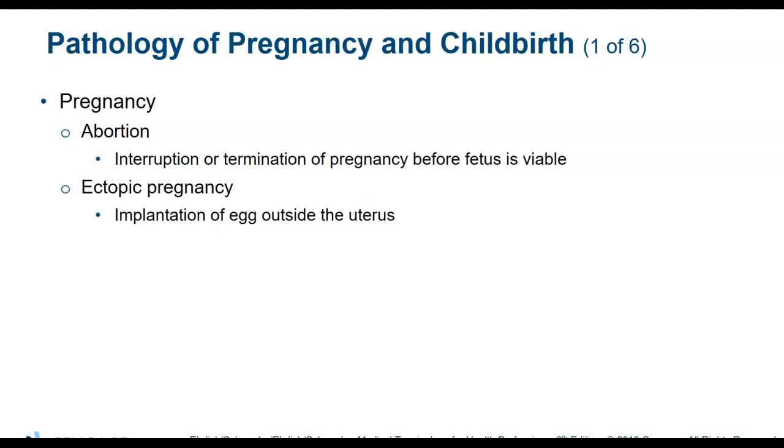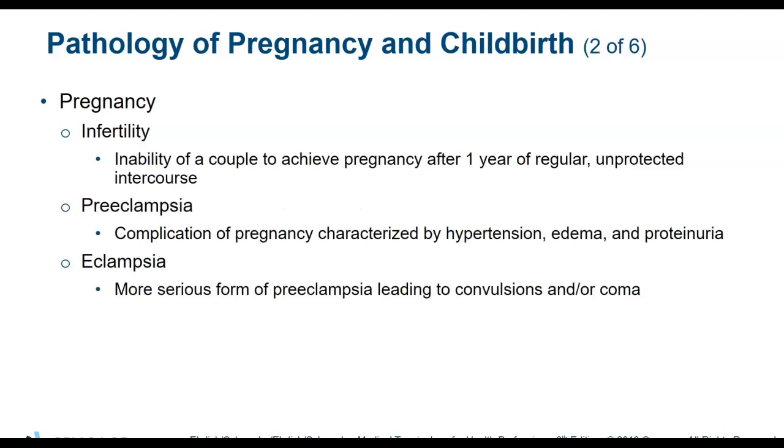They usually will have to go and get that out once they determine that it's an ectopic pregnancy rather than a viable pregnancy, because we don't want to lose the function of one of the fallopian tubes, because then you'd go half as often with trying to conceive. Infertility is the inability of a couple to achieve pregnancy after a year of regular unprotected intercourse.